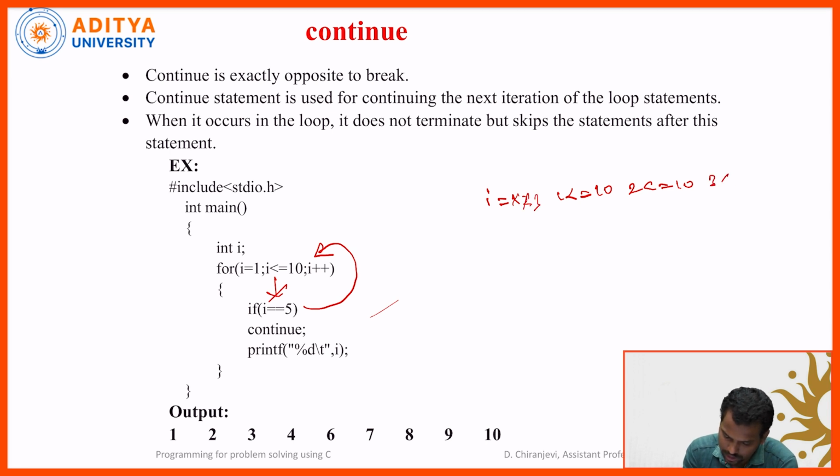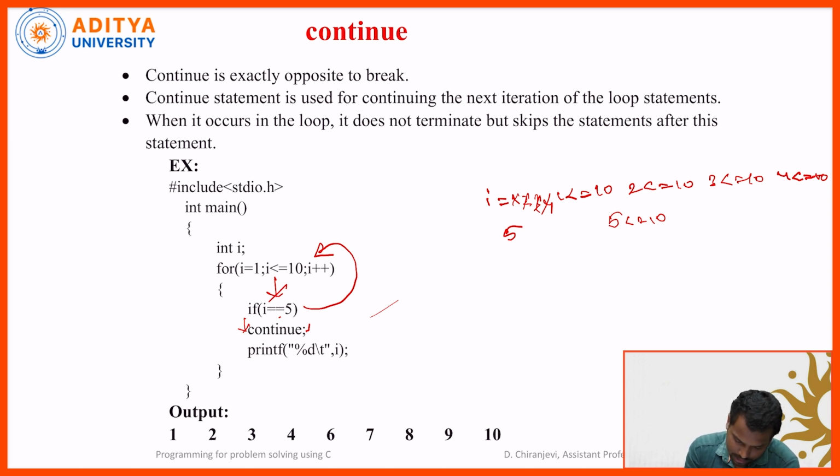Now you will check 3 less than or equal to 10, again true. Again you will check 3 equal to 5, no. So again you will update i plus plus, i value is 4, 4 less than or equal to 10, so that is also true. Again 4 equal to 5, no. So again you will update, i value became 5. This time 5 less than or equal to 10, true. So 5 equal to 5. So now if it is true, control will move inside the if block, continue. Continue means it will terminate that iteration. Then after that, it will again move to i plus plus.